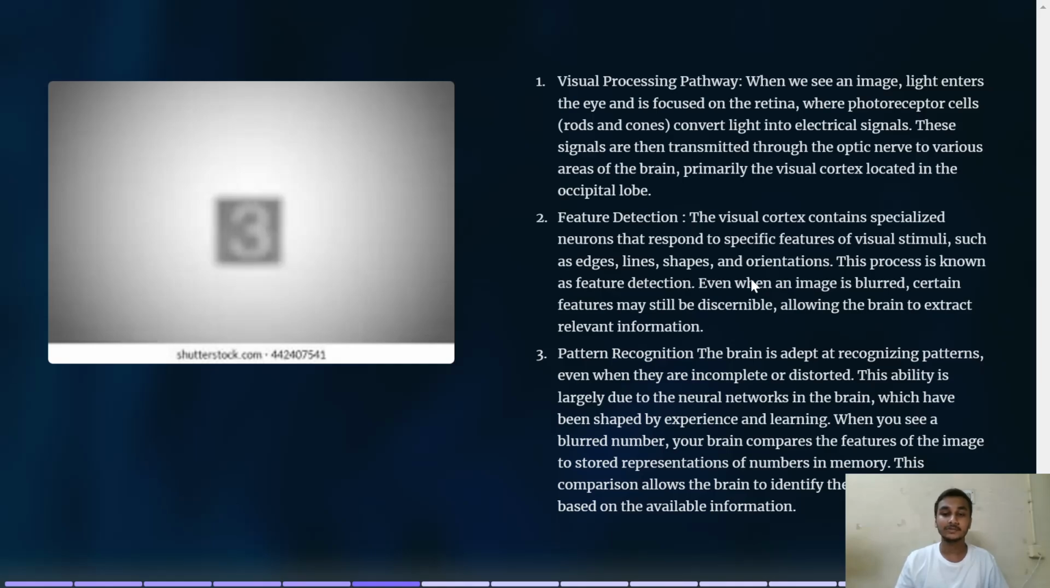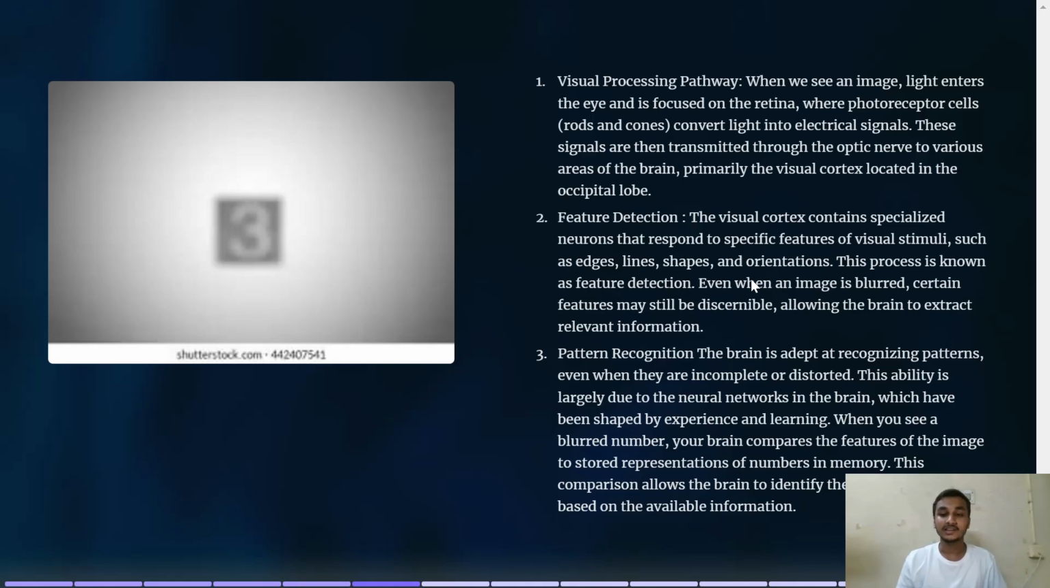The neurons respond to specific features of visual stimuli such as edges, lines, shapes, and orientations. And this process is known as feature detection. Even when an image is blurred, certain features may still be discernible, allowing the brain to extract relevant information.